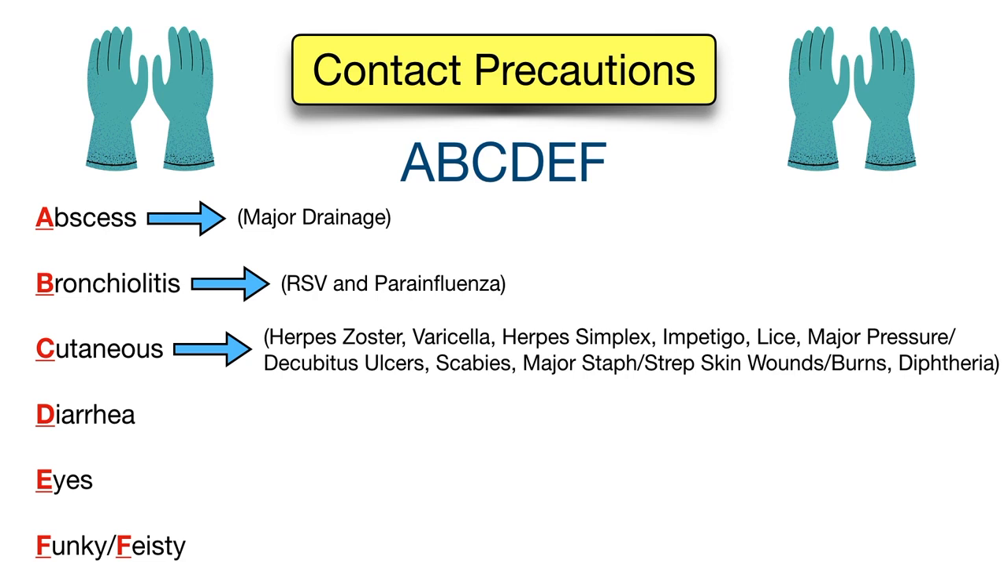Other cutaneous diseases requiring contact precautions include herpes simplex, impetigo, lice, major pressure or decubitus ulcers, scabies, major staphylococcal or streptococcal skin wounds or burns, and diphtheria, which is the cutaneous form, not the pharyngeal form. The pharyngeal form will be coming up in droplet precautions next.